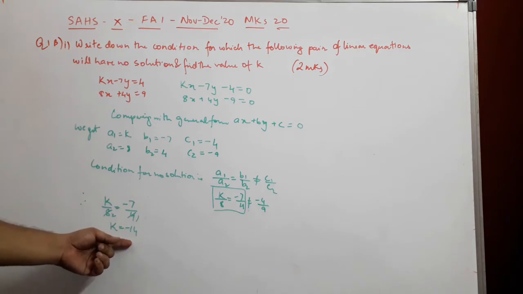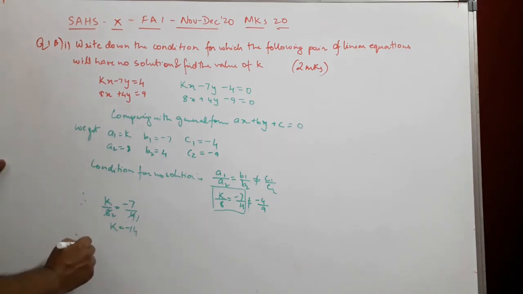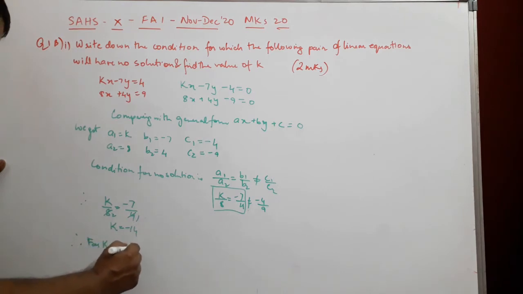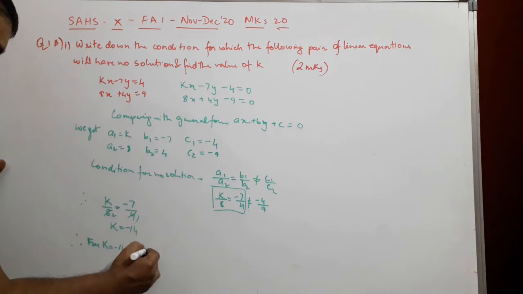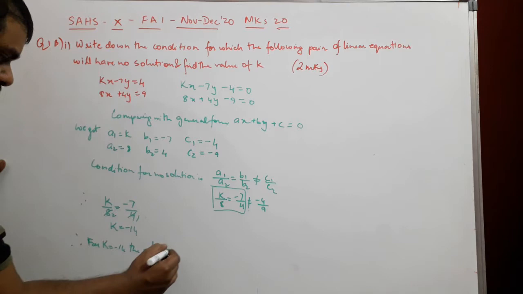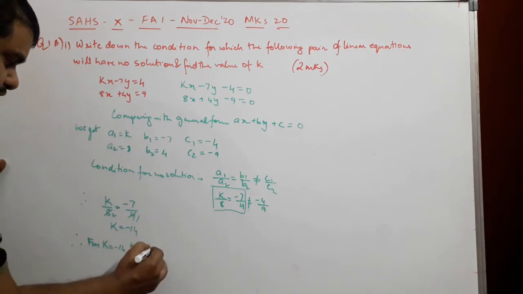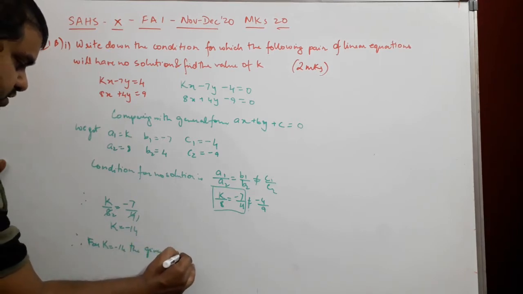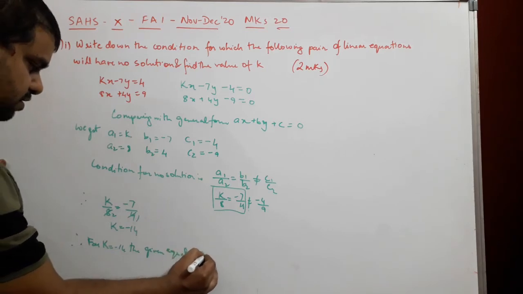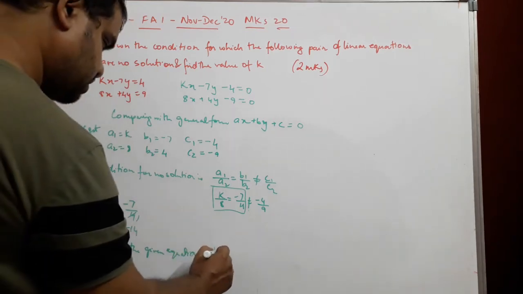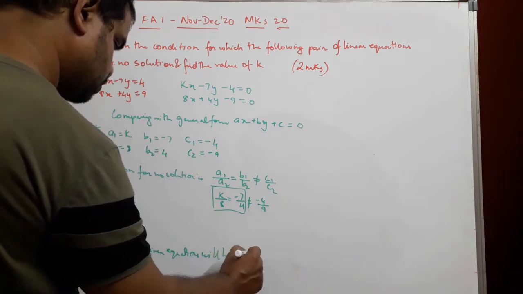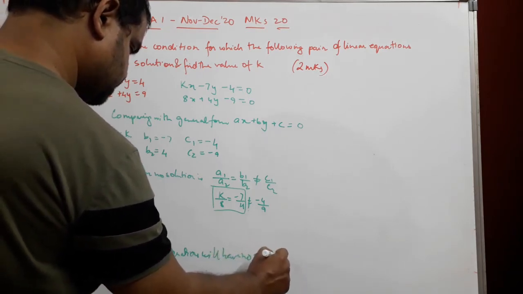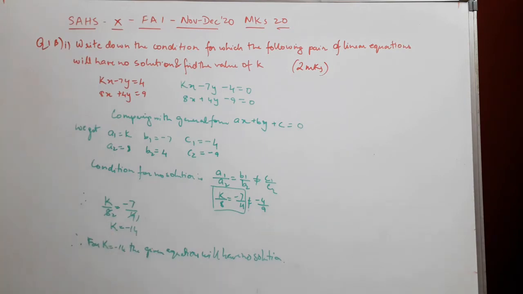So therefore for k equal to minus 14, the given equations will have no solution. That's for 2 marks. Moving to the next question.